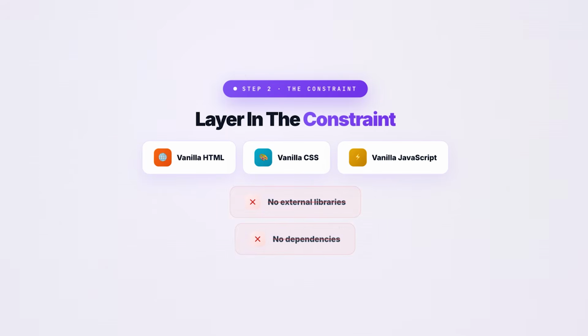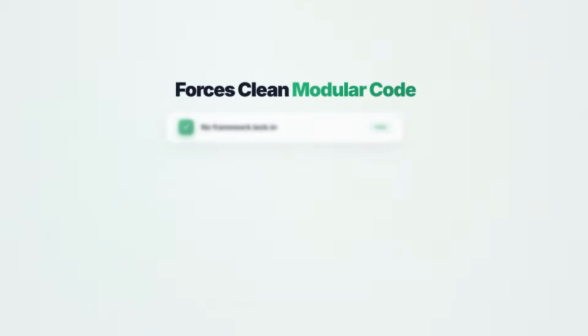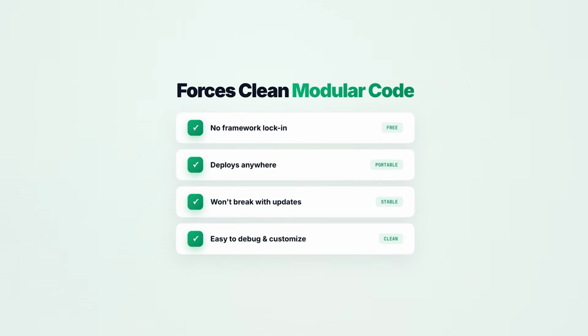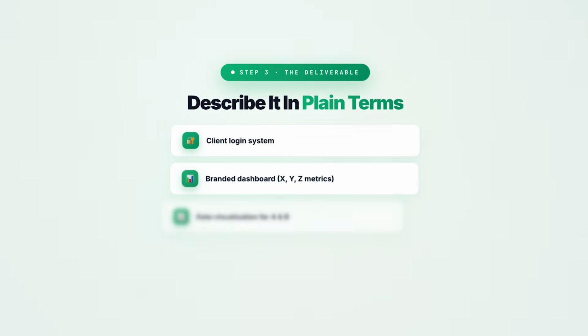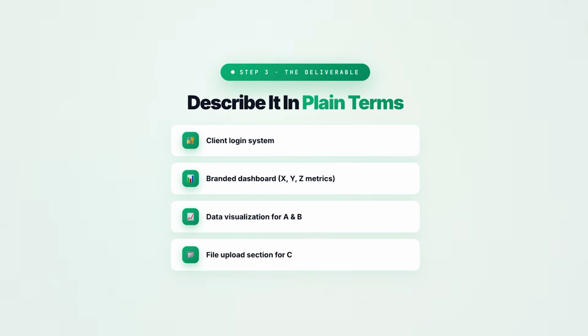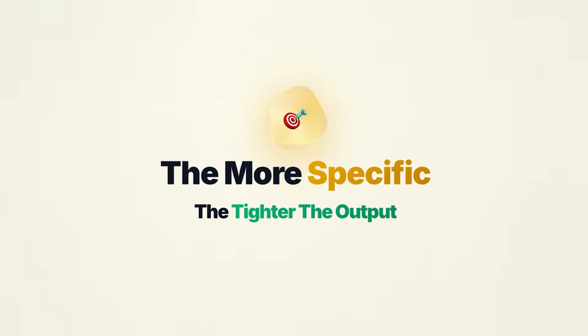You say, build this using only vanilla HTML, CSS, and JavaScript. No external libraries, no dependencies. That forces it to write clean modular code that deploys anywhere without breaking. Then you describe the deliverable in plain terms. Client login system, branded dashboard showing X, Y, and Z. Data visualization for A and B. File upload section for C. The more specific you are, the tighter the output.